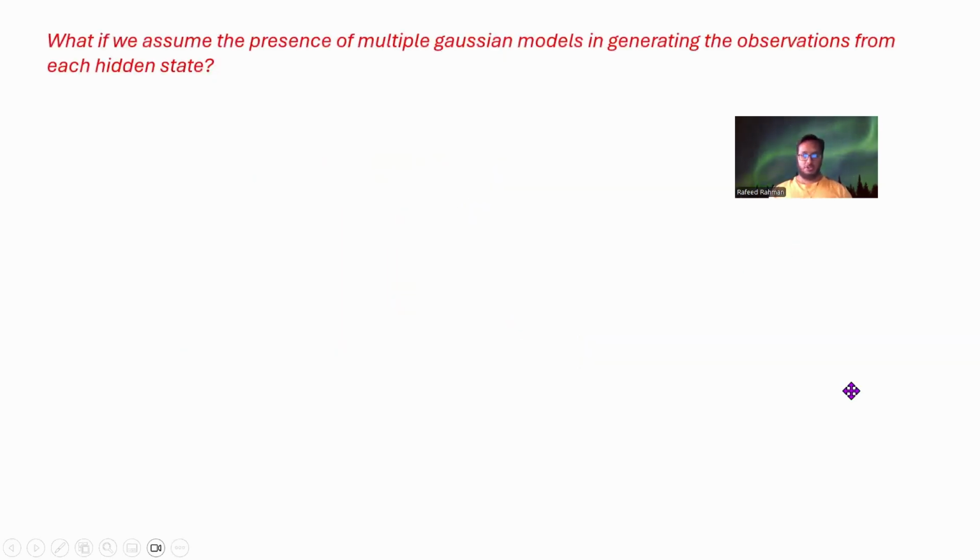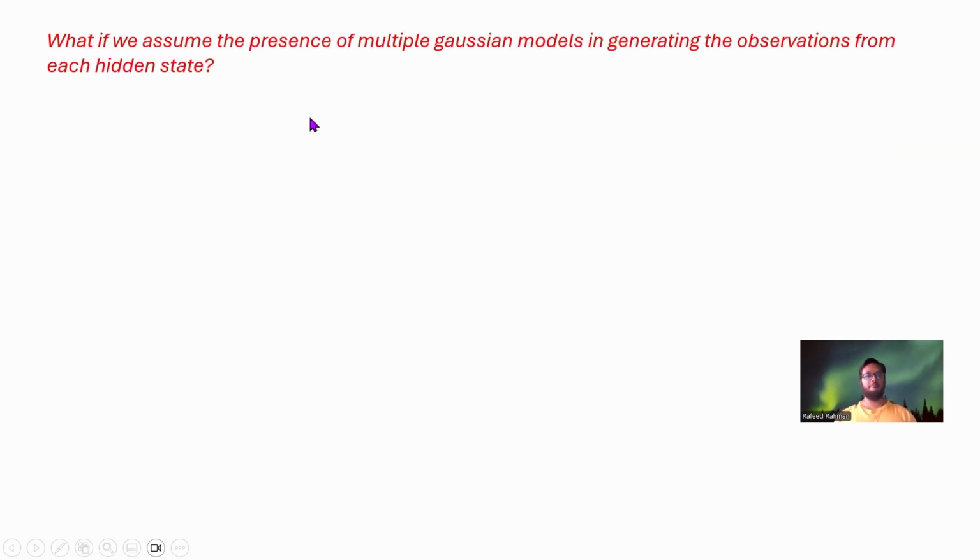So now the main question, the question that I was ignoring so far: what if we assume the presence of multiple Gaussian models in generating the observations from each hidden state? And the first thing is, why would we even make that assumption? Why would we actually think that multiple Gaussian models are there? So let me explain that first.